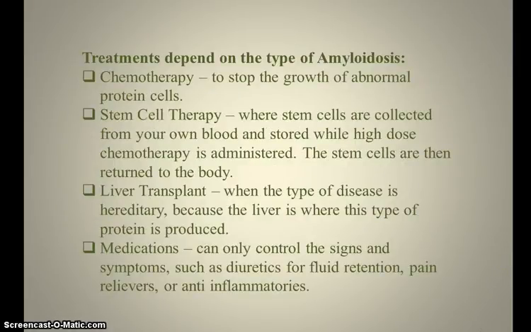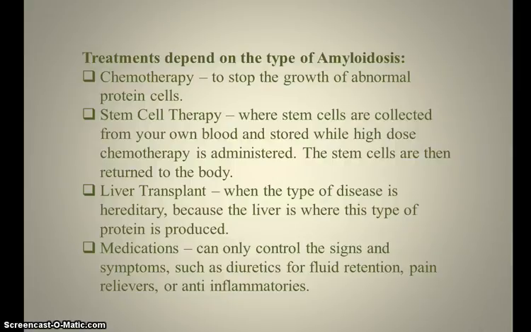Treatments depend on the type of amyloidosis. Chemotherapy to stop the growth of abnormal protein cells, stem cell therapy, where stem cells are collected from your own blood and stored while high-dose chemotherapy is administered. The stem cells are then returned to the body. Liver transplant, when the type of disease is hereditary, because the liver is where this type of protein is produced.